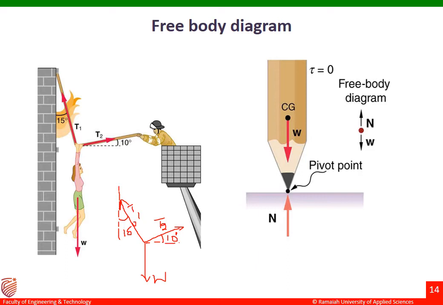Similarly, we have the example towards the right hand side. A pencil is resting on the floor, or on the ground. Okay, the weight of the pencil is coming downwards, and then the reaction is moving upwards. The free body diagram is written towards the right side of the pencil. That means there are two forces acting there: the self weight of the pencil, and the next one is the reaction.